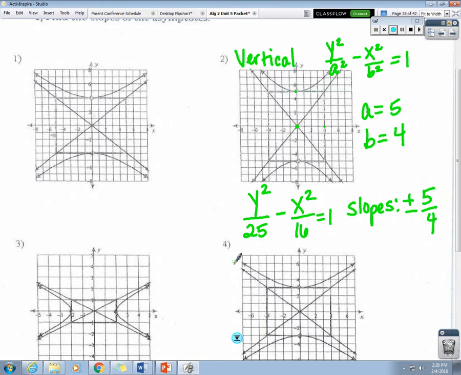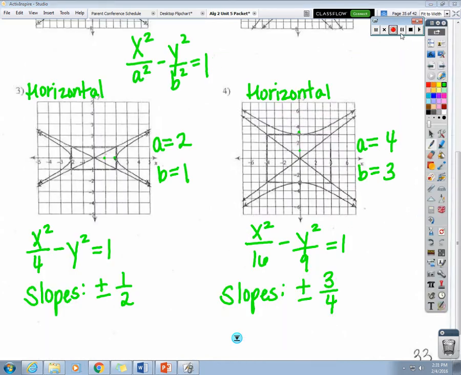Okay, take a couple of minutes and try 3 and 4, and then I'll project the answers in a couple of minutes so you can check them. Okay, once you've checked your answer, turn over to page 35.